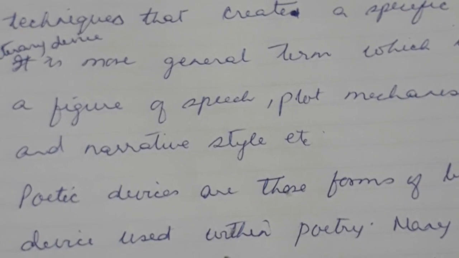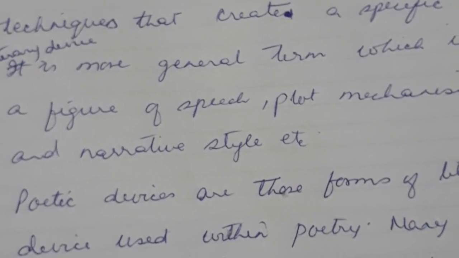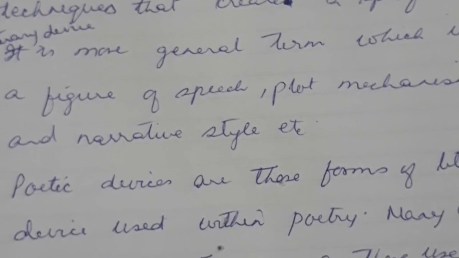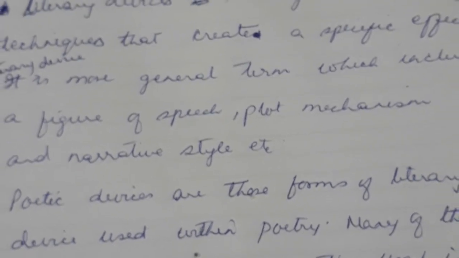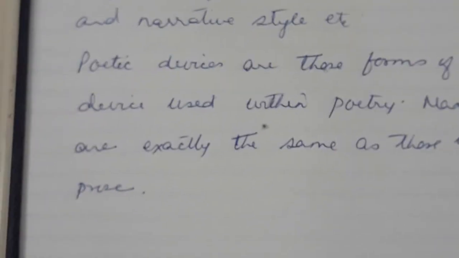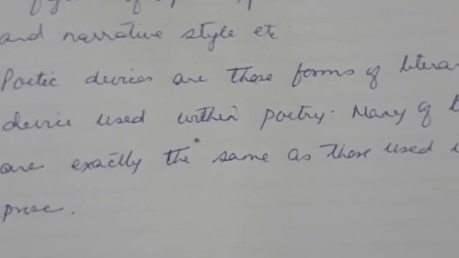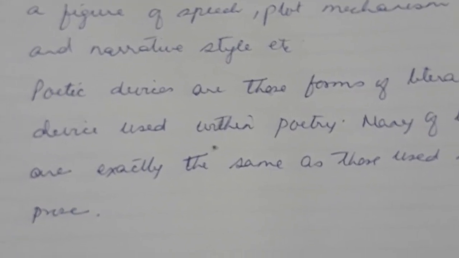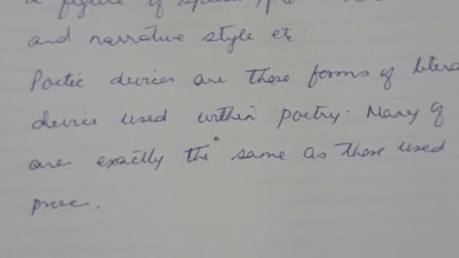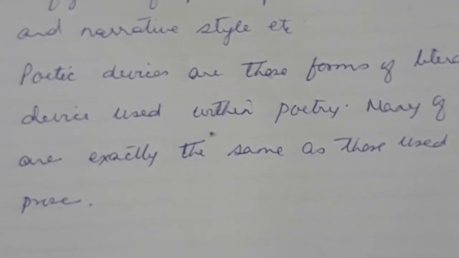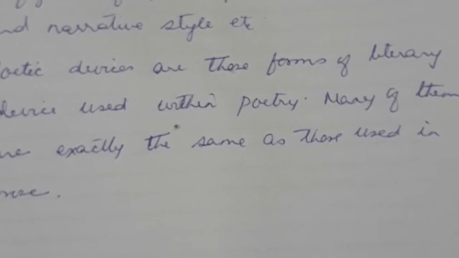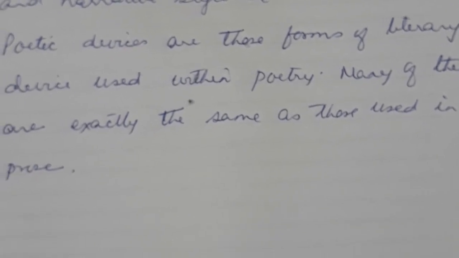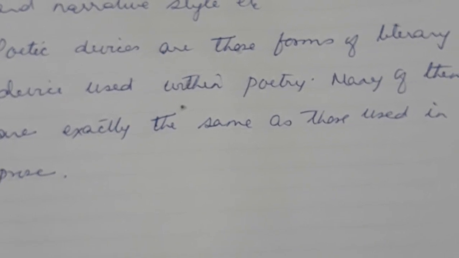Now you should also know literary devices and poetic devices. Literary devices are linguistic or literary techniques that create a specific effect. So, a literary device is a more general term which includes a figure of speech, plot mechanism and narrative style, etc. And poetic devices are those forms of literary device used within poetry. Many of them are exactly the same as those used in prose.